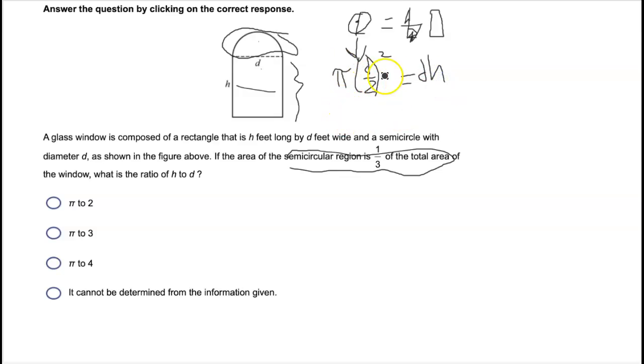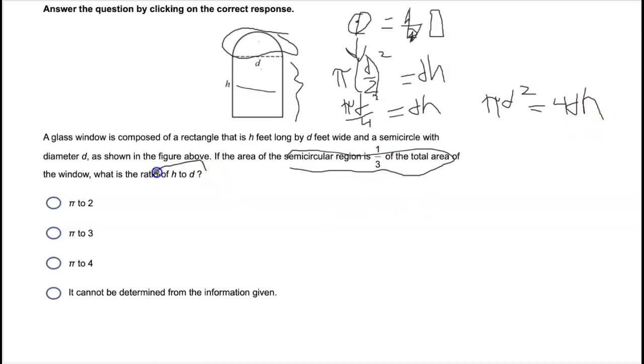All right, so we simplify here, pi d squared over 4 equals dh. And I don't like fractions, so I'm just going to simplify nicely. Pi d squared equals 4dh. And then now I'm going to pause and look at my real question.